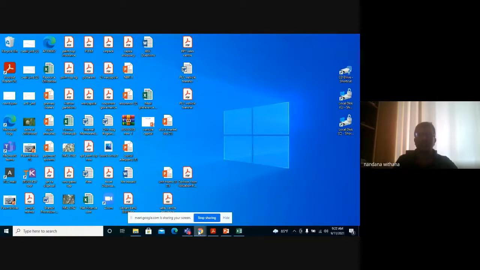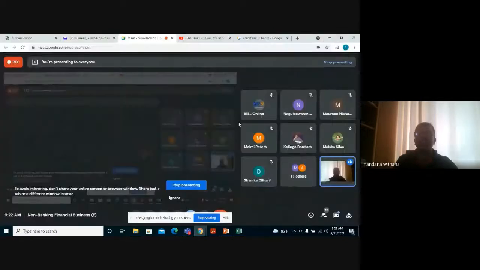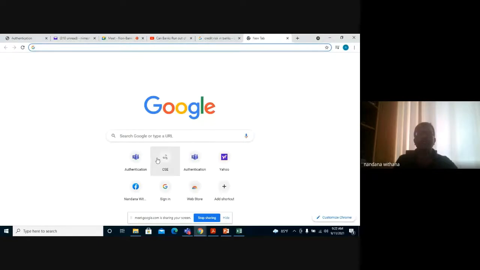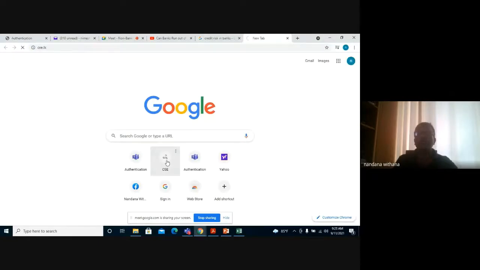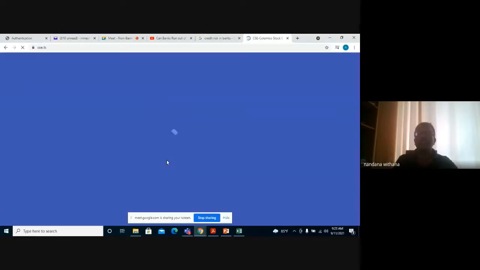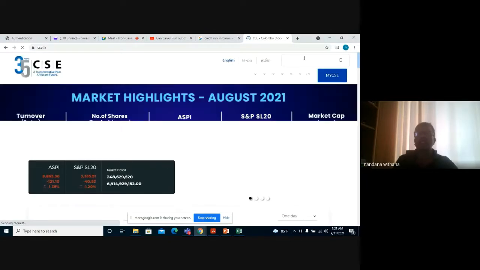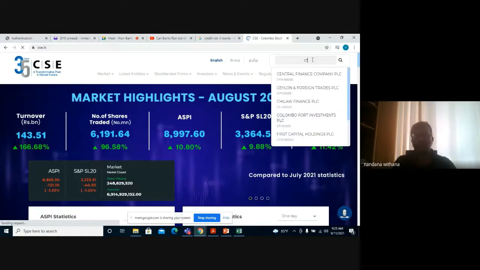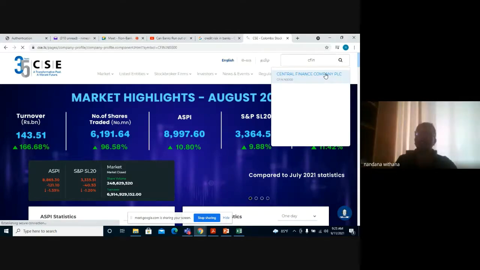Colombo Stock Exchange. If possible now, we'll see in different finance companies, what is the amount they are keeping. Normally, central finance is the richest in capital adequacy side. We'll see that. So when you enter the code CFIN, you can easily access to their information.